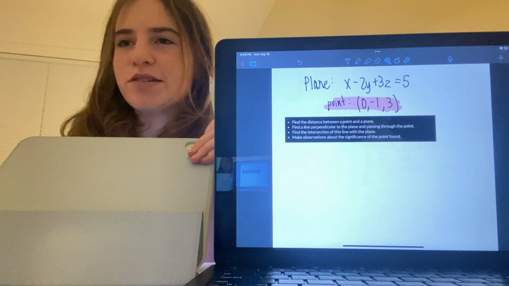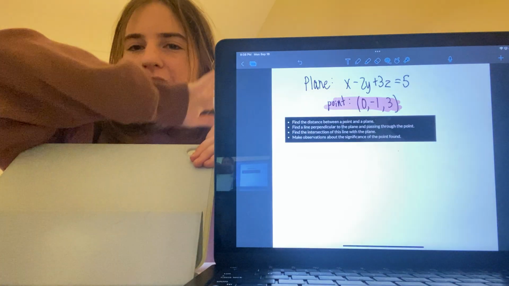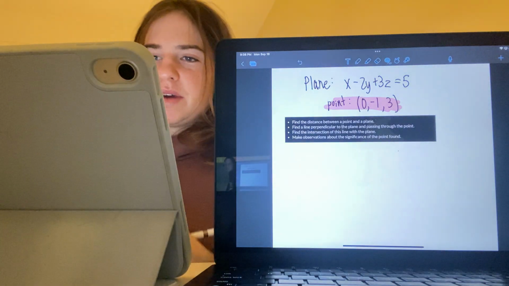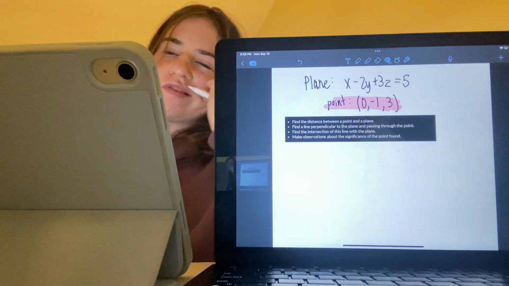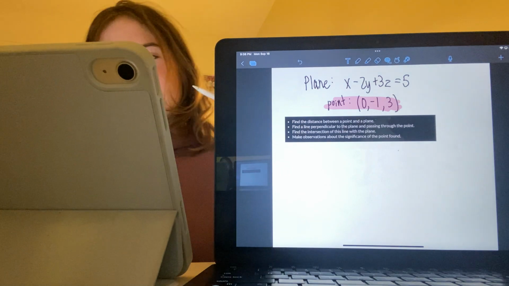Today we are going to be finding the distance between a given point and a plane. Right now we're given our plane x minus 2y plus 3z equals 5, and our point, that's from my student ID number, (0, -1, 3).